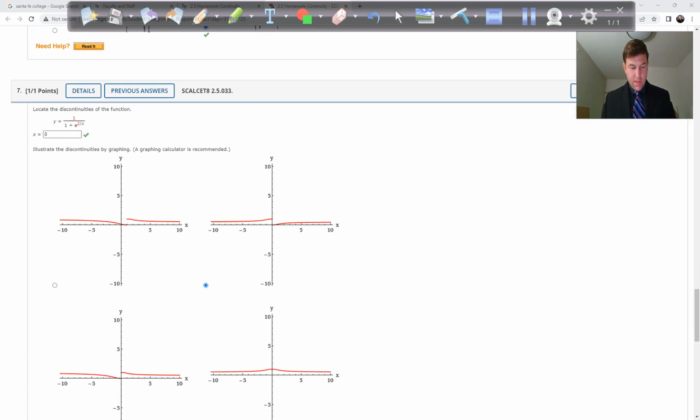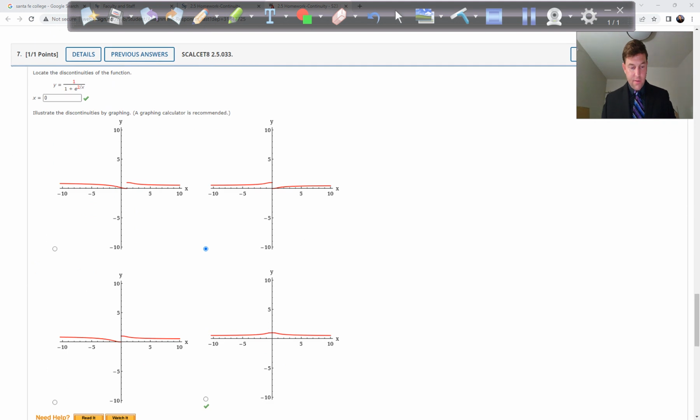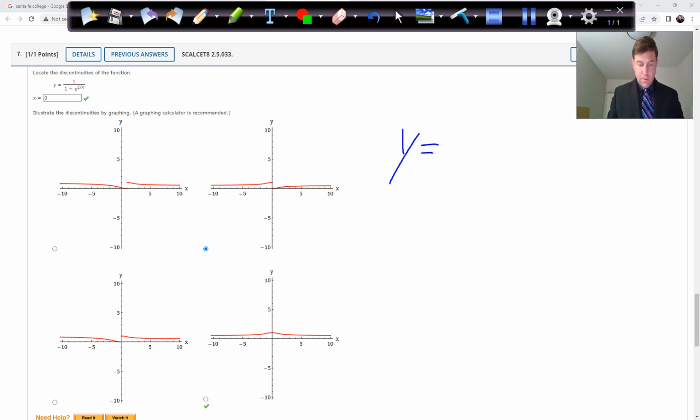Okay, problem 7. Locate the discontinuity of the function. So we have y equal to 1 over 1 plus e raised to the 2 over x. So generally, the most common discontinuity is when the denominator equals 0. So what we can do is set the denominator equal to 0.